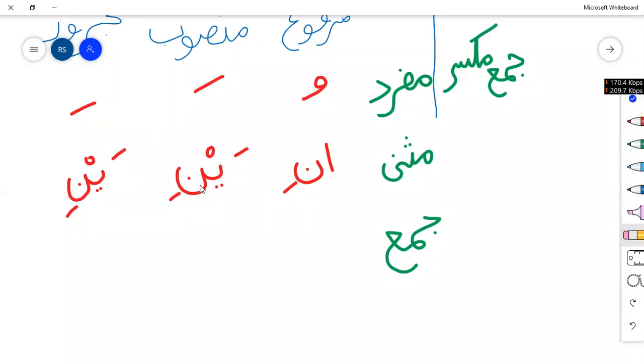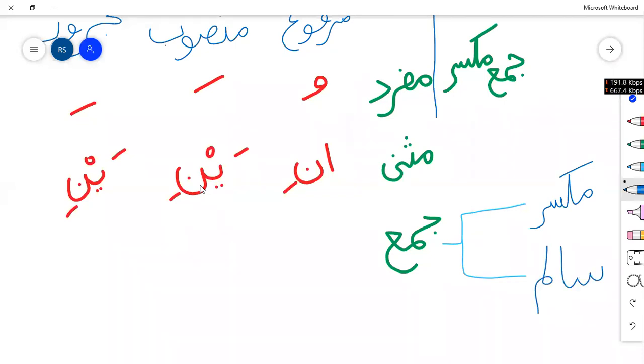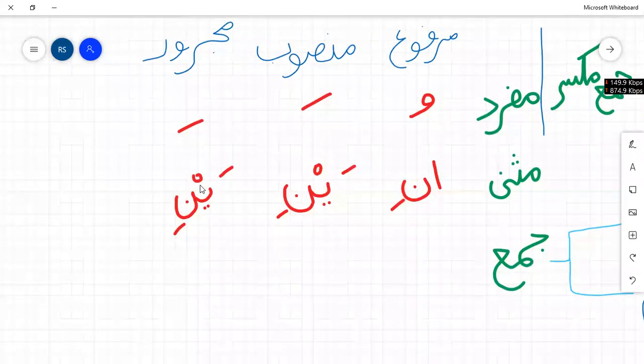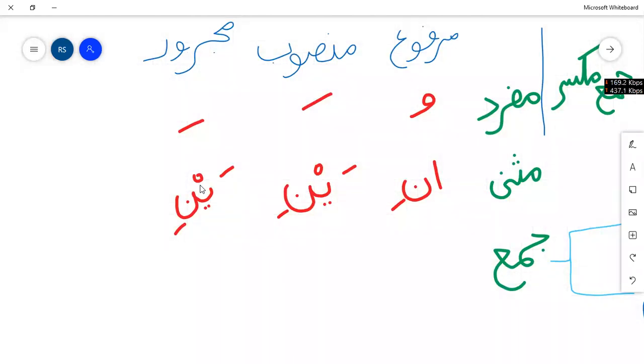The first time I was not there, sir. I joined late. No problem. First is jama mukassar and second is jama salim. Sir, I have a question. Now ask your question. In mansub we have fatha and in marfu we have dhamma. So why do the three words written over there have fatha on all of them, and there are different marfu and mansub? Which word are you talking about?